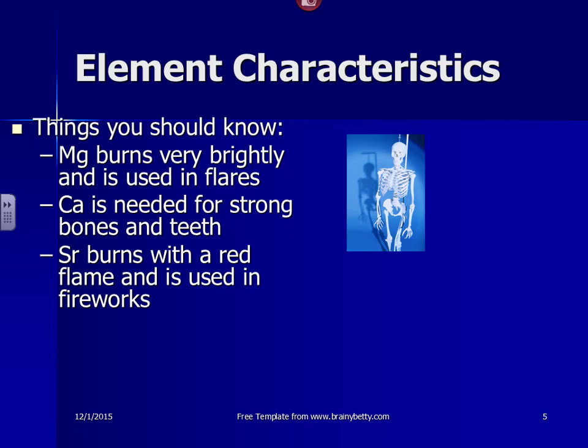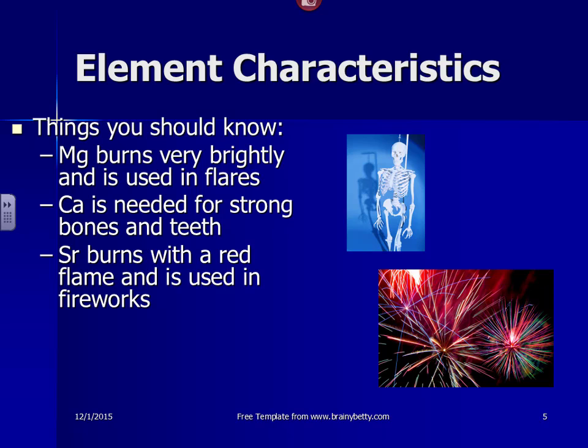Strontium is one that you saw in your flame test lab. It burns with a red flame. This was the one that people tend to describe as a fire engine red. It's not like magenta or a cherry red. It's more of a fire engine or a true red. Strontium is often used in fireworks because of that. Every different color that you see in fireworks is coming from a different element. Most of those are metals.